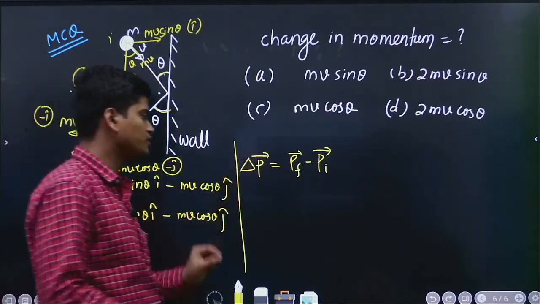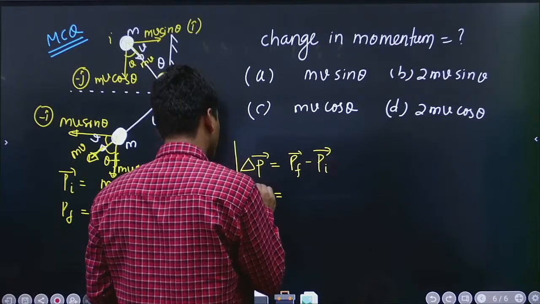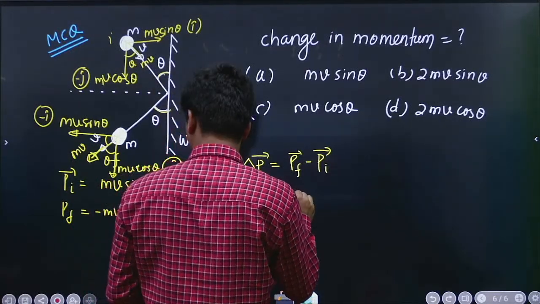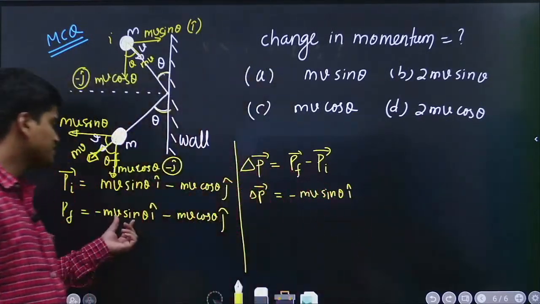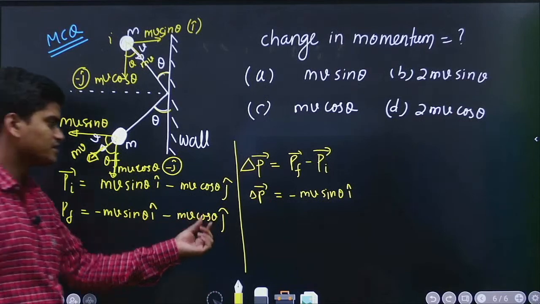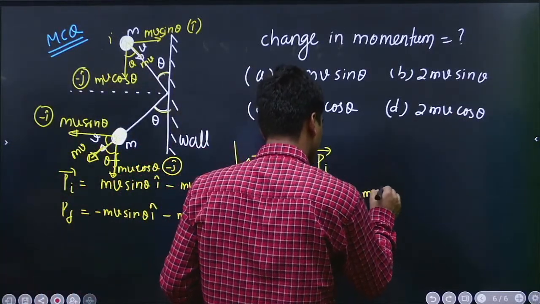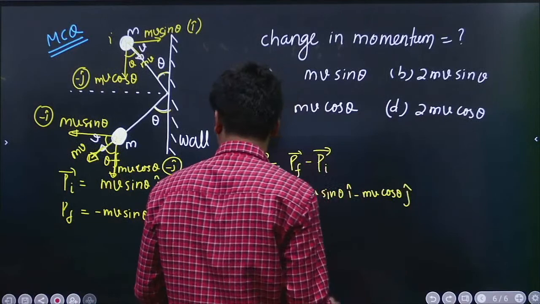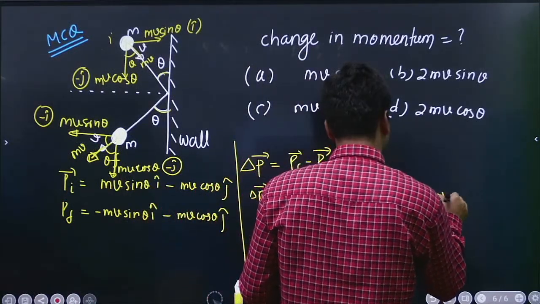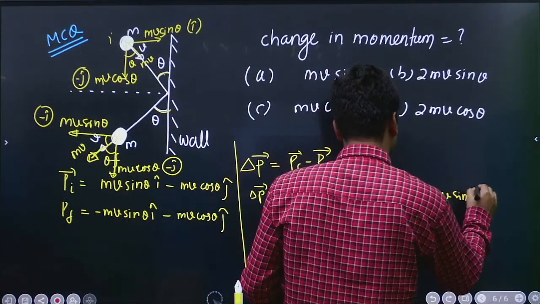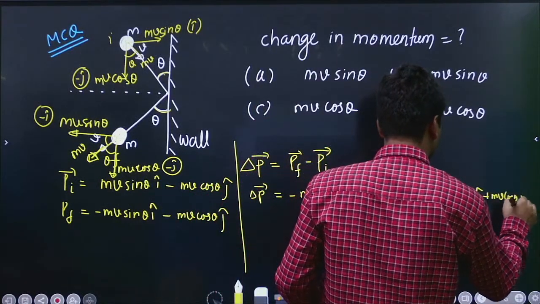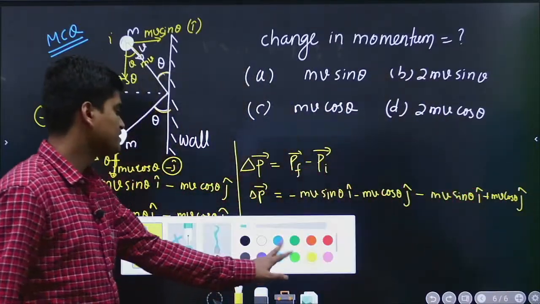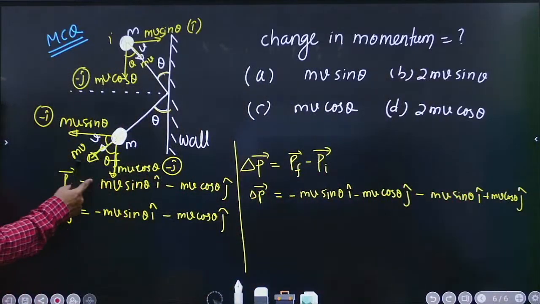Now I'll substitute this here. You substitute and tell what change in momentum comes. Final is minus mv sin theta i minus mv cos theta j, then minus initial, which is minus mv sin theta i plus mv cos theta j. Now check whether anything gets cancelled here. So minus mv sin theta i minus mv sin theta i, and the cos theta j terms cancel.